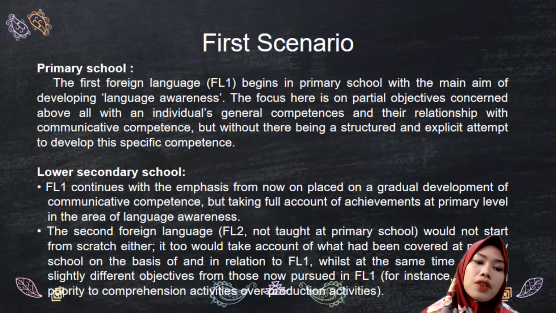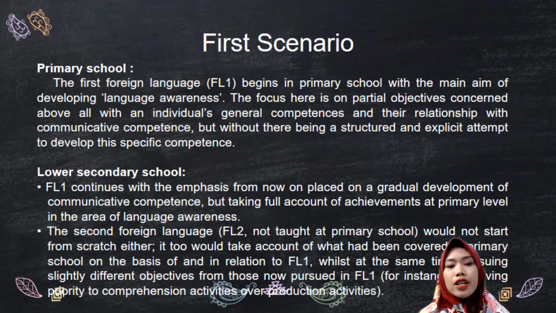All right, lower secondary school. The first language continues with the emphasis from now on placed on a gradual development of communicative competence, but taking full account of achievement at primary level in the area of language awareness. And the second foreign language, not taught at primary school, would not start from scratch either. It too would take account of what had been covered at primary school on the basis of, and in relation to, the first language.